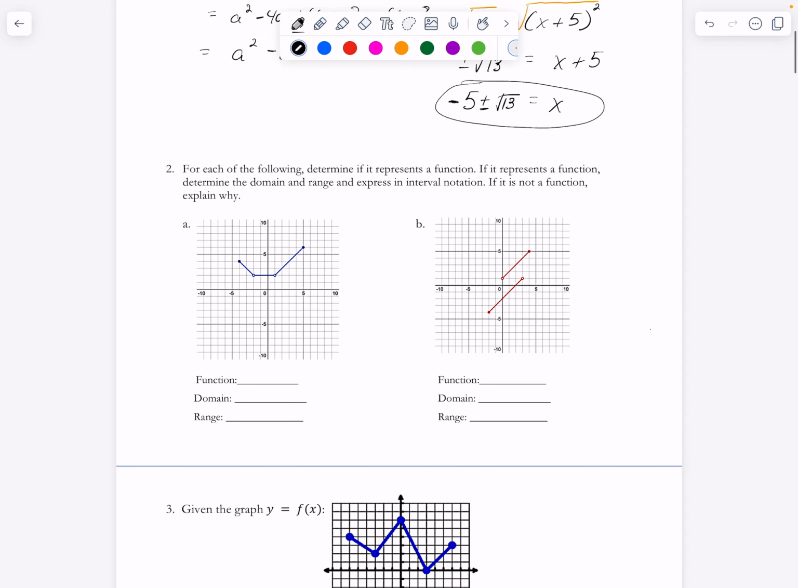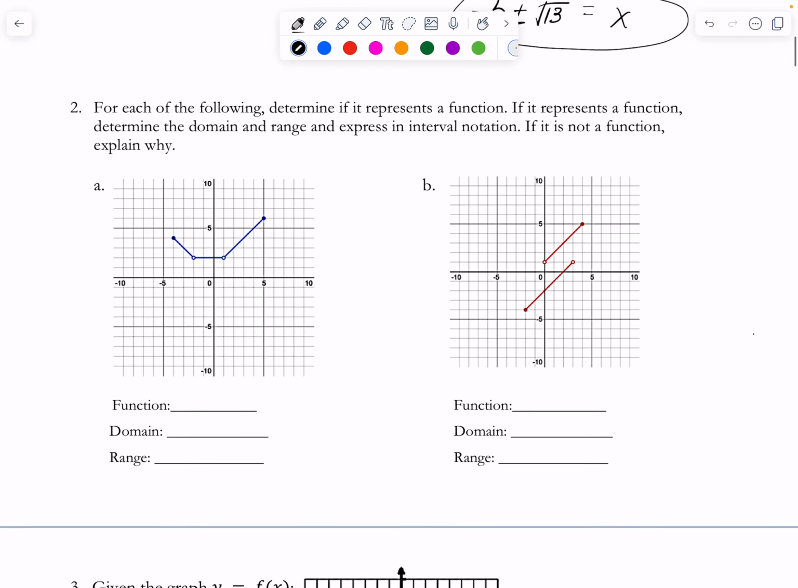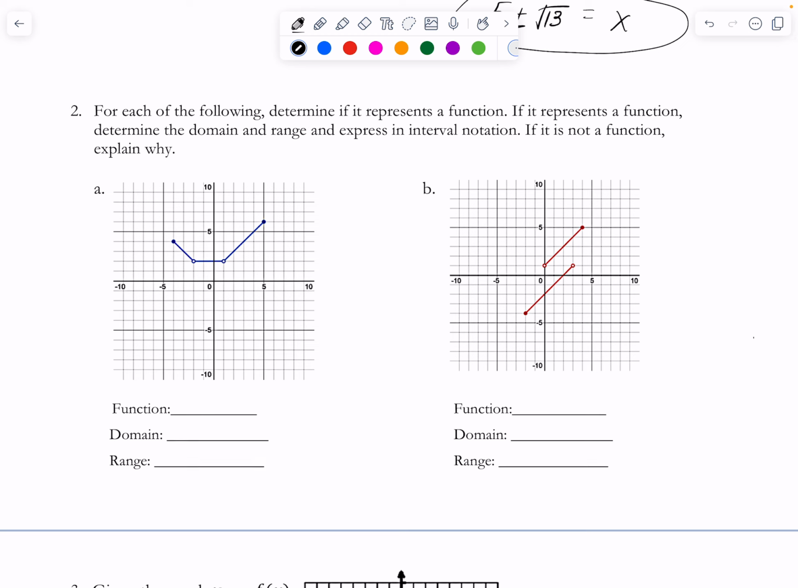Okay, number 2, it wants us to look at these different graphs, determine if we have a function or not, and then explain why, if it's not a function. And we'll do the domain and range, even though it doesn't really state to do the domain and range. If it's not a function, we can go ahead and do the domain and range.